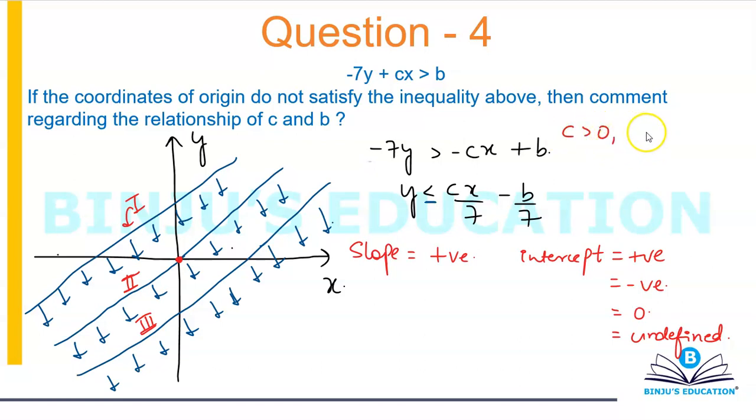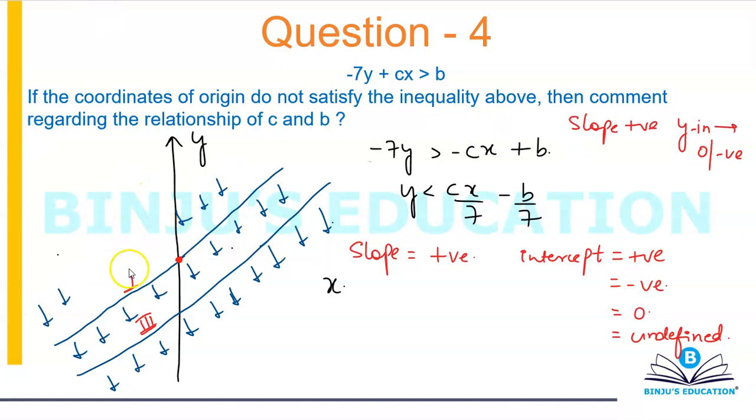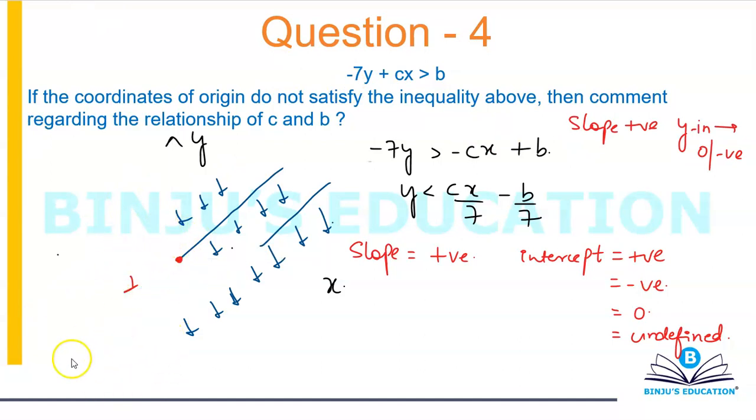Let me write it in a simple way; we will figure out the relationship between B and C in the later stages. We'll simply say that slope is positive and y-intercept, I can say 0 or negative, both will work. Okay, this is case number 1. All right, now let's move on to the next case.